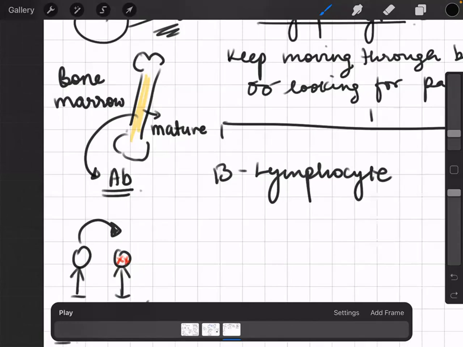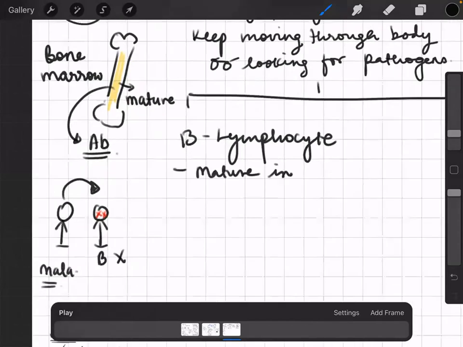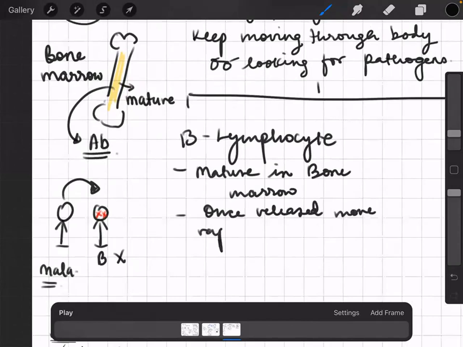Okay, so when they release out of your body, so I'm going to say first thing, mature in bone marrow. Once released, move rapidly through entire body.